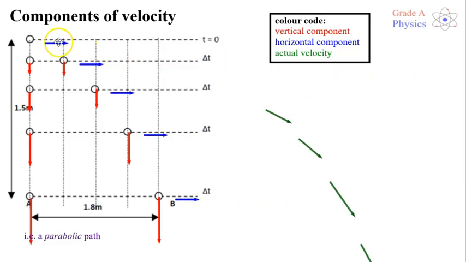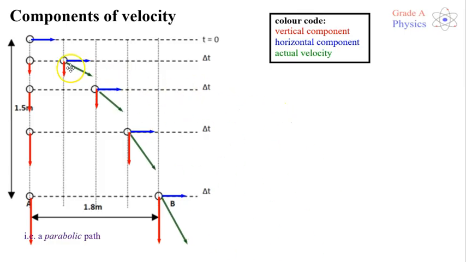We can then consider the horizontal component of B. There is no horizontal component of A, and we assume that this stays constant. So we have this constant length blue arrow all the way through this journey. So the actual velocity of ball B is a combination of its horizontal and vertical components, shown here by the green arrow. So this is where we're going to have to go back to our understanding of Pythagoras and trigonometry, SOHCAHTOA, and we can work out the resultant, effectively the actual velocity, the green arrow.